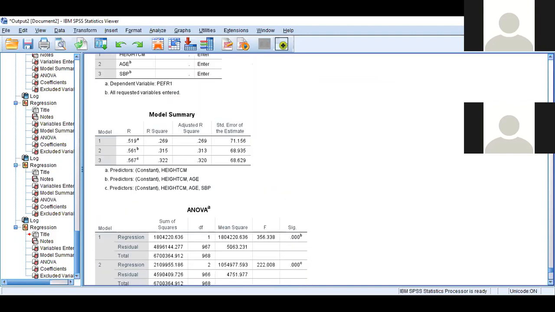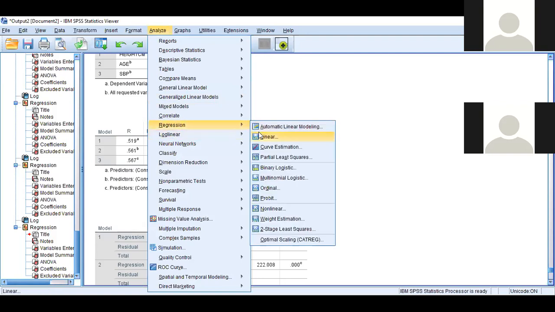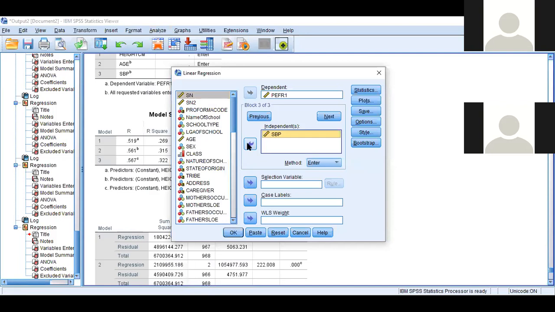Can you see 32.2? So it didn't even contribute up to weight. Even weight is better than it. So we go back to sex as number 3. That's how to do multiple regression.